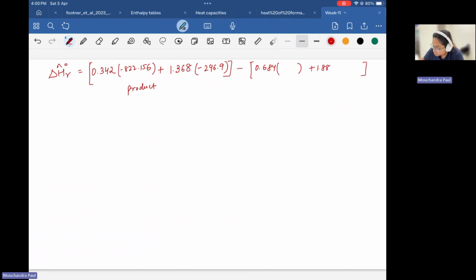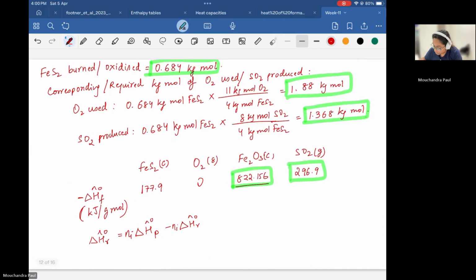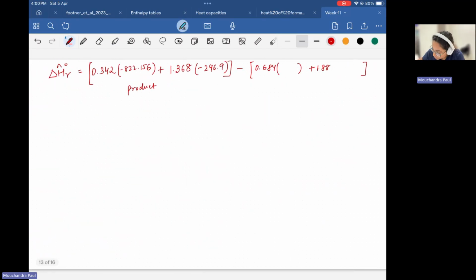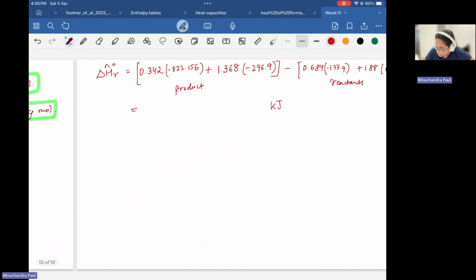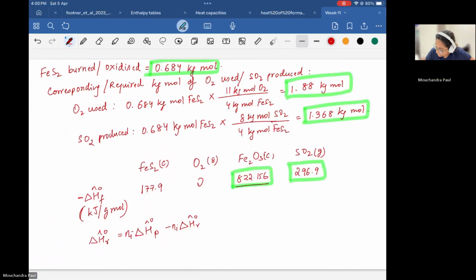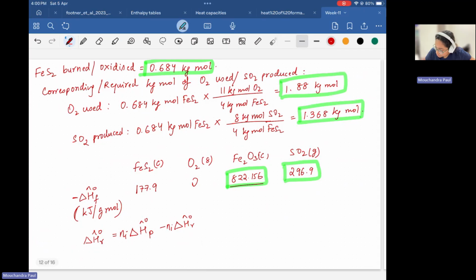Let's put the values of heat of formation. For FeS2 it is minus 1779, and for oxygen it is 0. That's for the reactants. Once you solve this, you will get the value of the heat of formation basically in kilojoule.